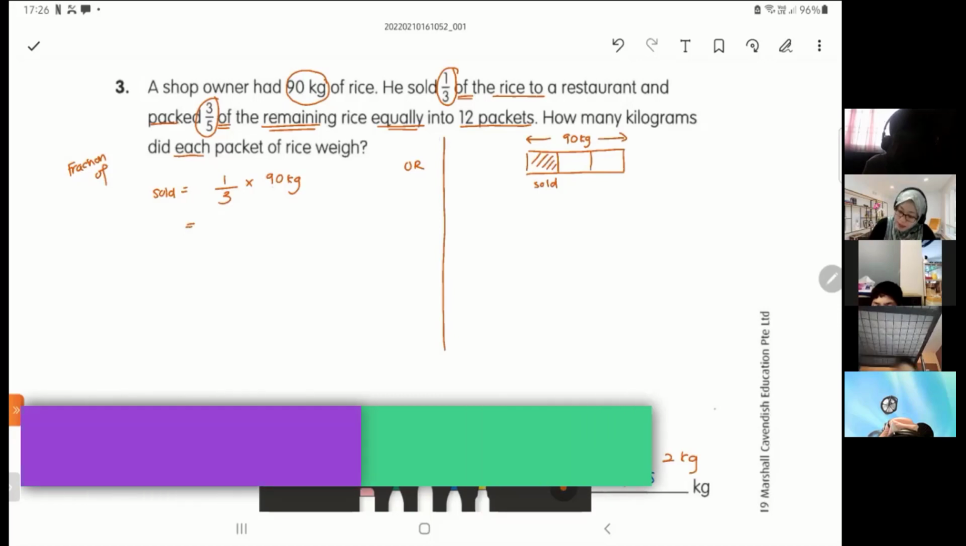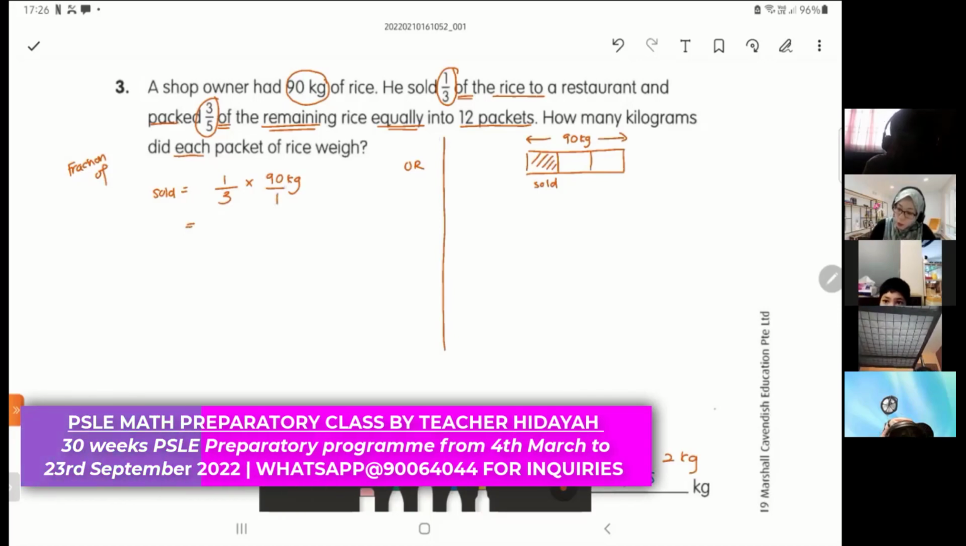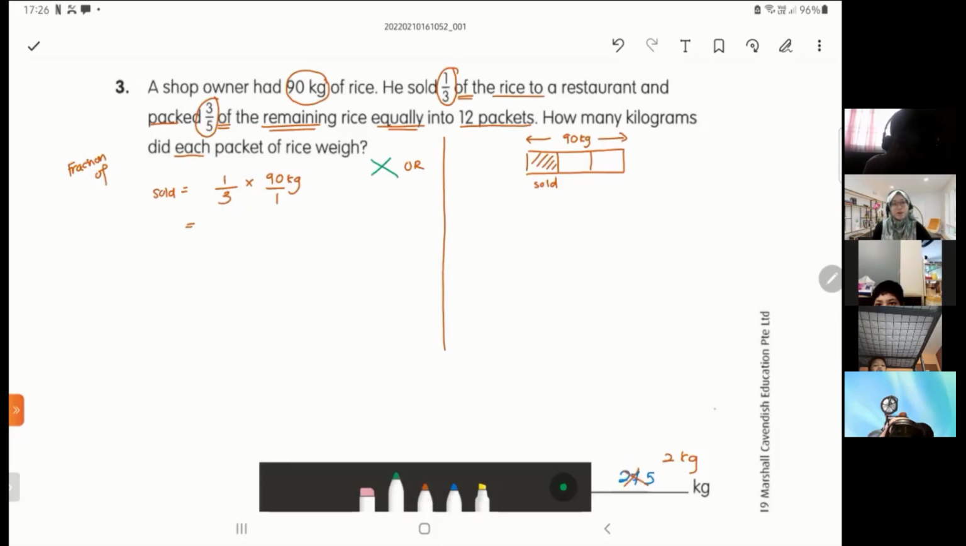So this is simply 90/1. I told you that you need to go crosswise first. See, anything can be simplified crosswise. So it'll be 90 and 3. 3 divided by 3 is 1. 90 divided by 3 is 30. So I have 30 kg that was sold.